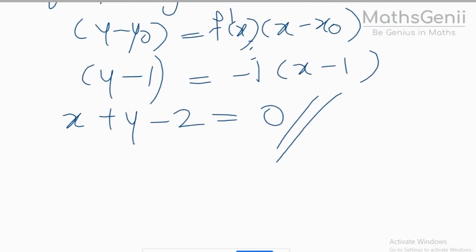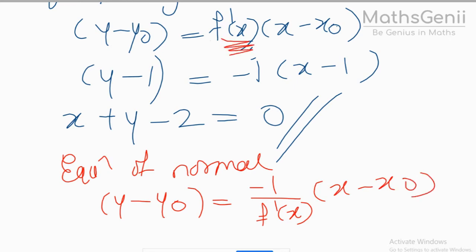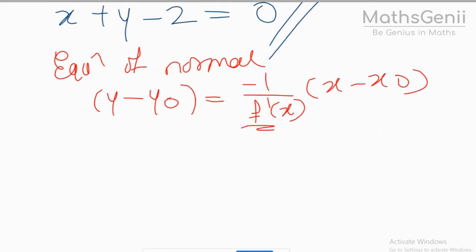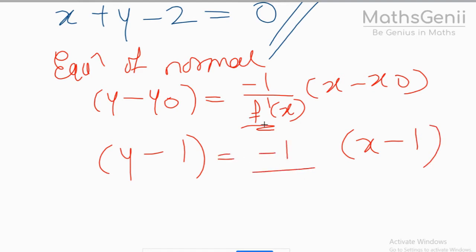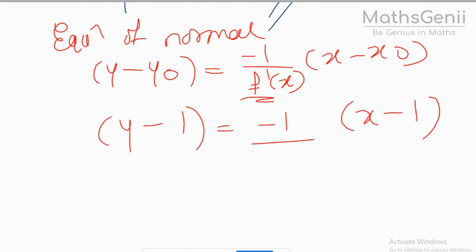What is the formula for equation of normal? Y minus y naught is equal to minus 1 upon f dash of x times x minus x naught. What changes is just the slope. So we again have the same thing. Y naught is 1, x naught is 1 given in the question itself. Minus 1 upon, what is the value of f dash of x or dy by dx? -1. So let me just write -1. So both of this will get minus sign cancelled. 1 upon 1 is 1 only.